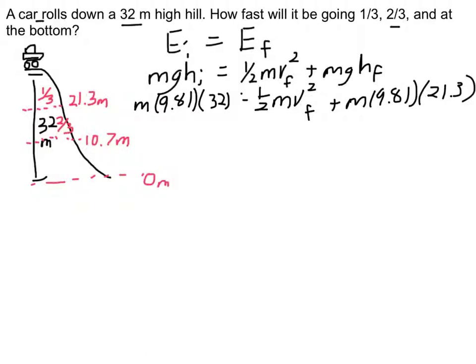By the way, here's how I got that. 1/3 of the way down means that the car has gone 1/3 of the distance to the ground, right? So there's 2/3 left down here and 1/3 left up there. And so you just take 32 times 1/3, right? That'll give this distance. Then you're going to need to do 32 minus that, right, to see how high it is above the ground relative. If you'd like, you can do 32 times 2/3, which gives you 21.3 meters above the ground.